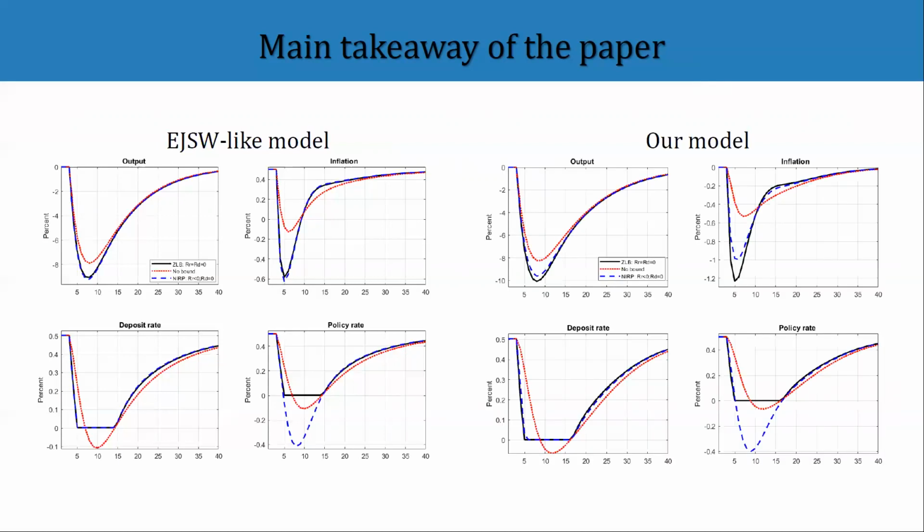However, as the right side picture shows, when opening the door to this new transmission mechanism, which we analyze in our paper, this is no longer the case, as the responses of output and inflation in the negative rate case lie now above the one which characterizes a zero lower bound case.